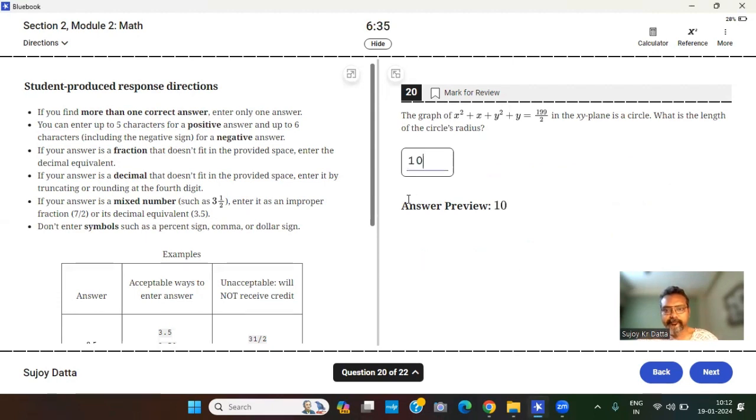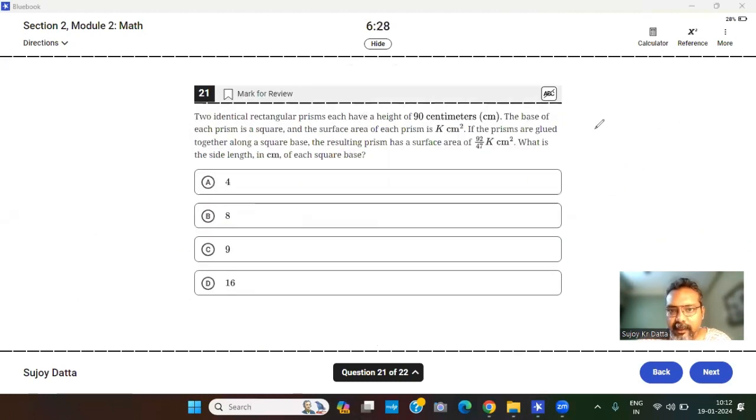So that is the answer. Next, we have two more. The two rectangular prisms each have a height of 90. Okay, so two rectangular prisms, they look like this. They have a height of 90.